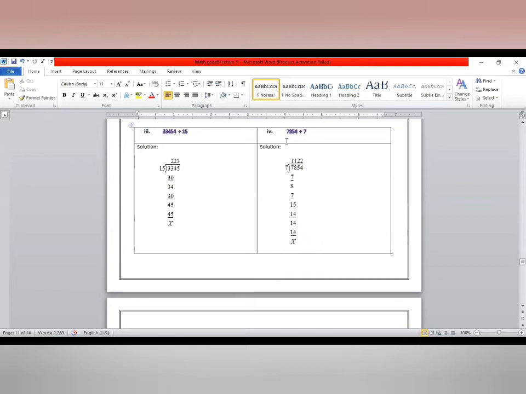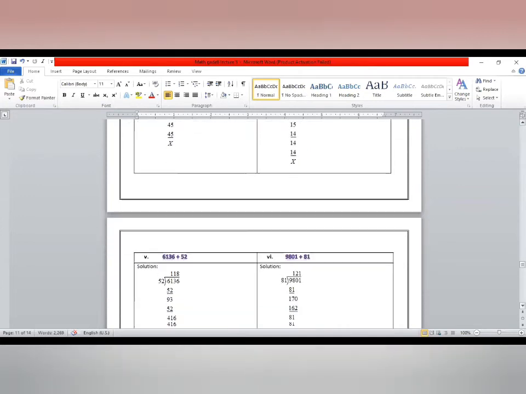By same pattern, same method, same technique we have to use here. 7,854 divided by the 7. Similarly, table of 7 and 7 we can read, so possible 1 time. Again bring 8. Table of 7 1 time, we get 1. Bring 5, 15. Table of 7 2 times, 14. We get 1. Bring the last 4 down. And now table of 7 2 times 14. And we get the remainder 0.